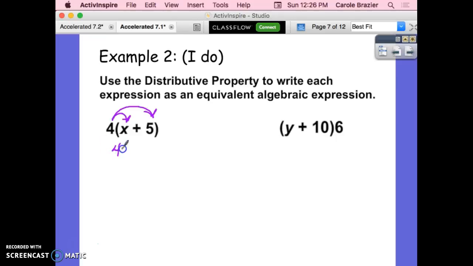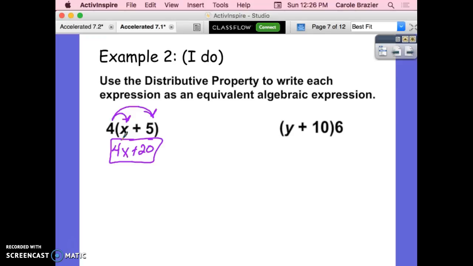So 4 times x will give me 4x. 4 times 5 will give me 20. This is a skill that you must know, especially when we get ready to go into equations, because you will be distributing before you solve equations. So make sure that you're really practicing and understanding this step so it'll make it easier when we get into the equation piece of it.